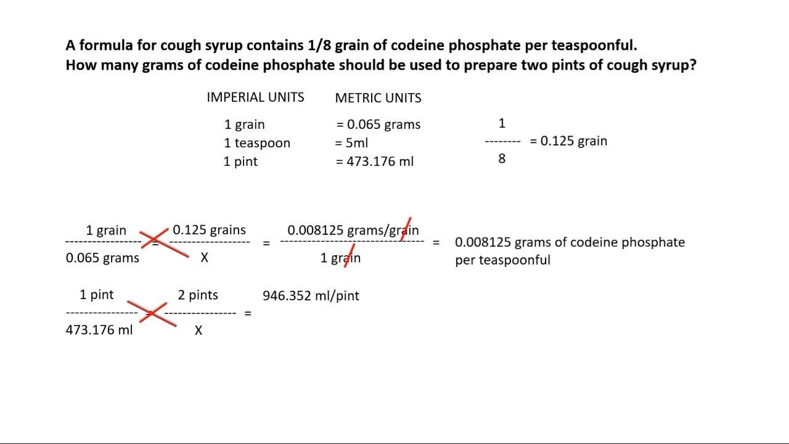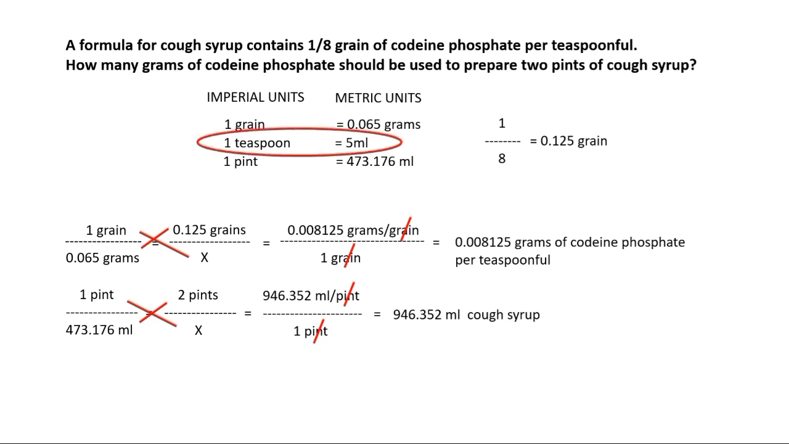Then, 1 pint multiplied with x, or simply carry down, which gives us 1 pint. Cancel out the common unit, which is the pint. Then divide 946.352 milliliters by 1, and that will give us 946.352 milliliters of cough syrup.